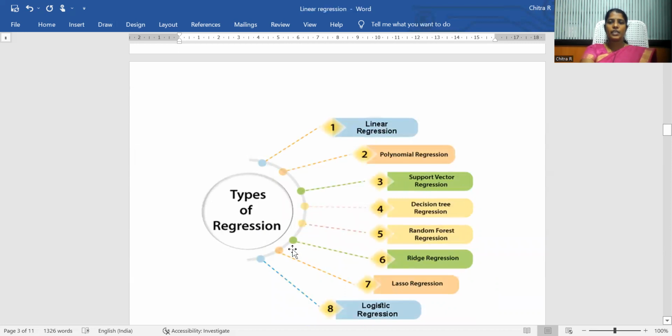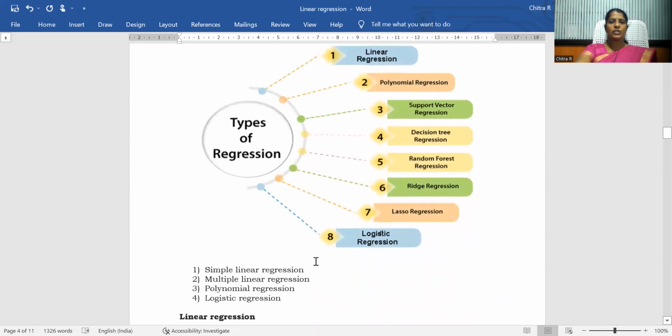The regression analysis is mainly used for prediction, and it's divided into many categories: linear regression, polynomial regression, support vector regression, decision tree regression, lasso regression, logistic regression. So many regression techniques are available. We are considering only the linear regression techniques. That is, the variable is linearly dependent on another variable. We go for this one.